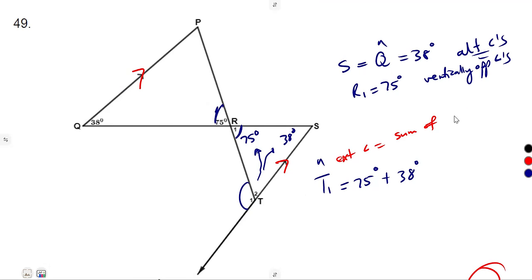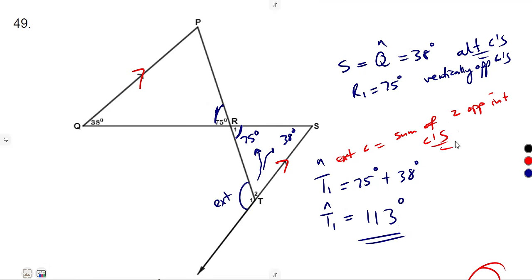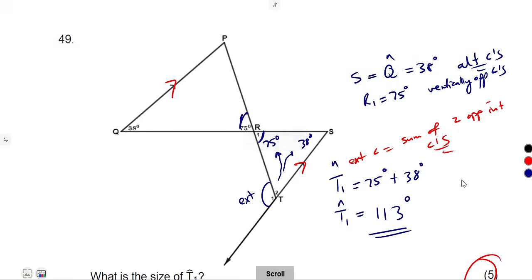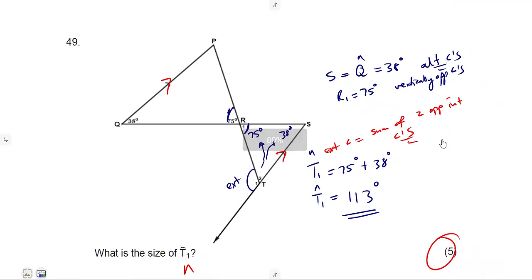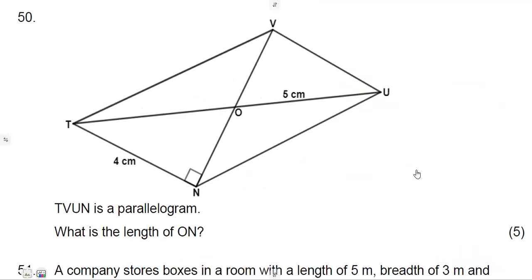Sum of two opposite interior angles. So that's it. So our T1 is the exterior angle. With these, you can simply add these two. That was going to give us 113 degrees. Okay, that was it.